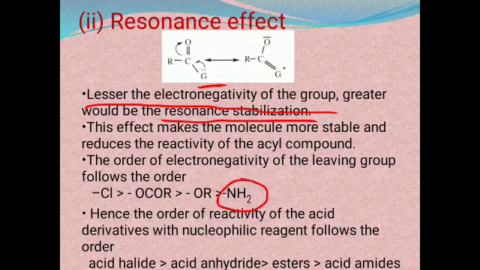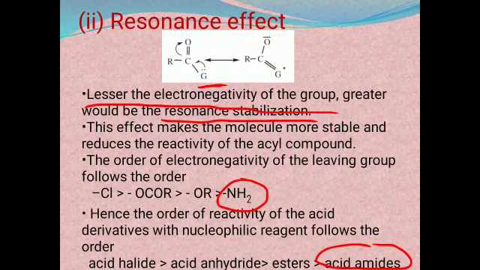So if the compound has a less electronegative group, the resonance stabilization is greater, right? Resonance stabilization means the compound becomes more stable, and the reactivity decreases. Look at the fourth point. Among the four, the last one is acid amide. The compound that contains the NH2 group is the least reactive acid derivative of carboxylic acid because the electronegativity of the NH2 group is very low, so its reactivity is also very low.